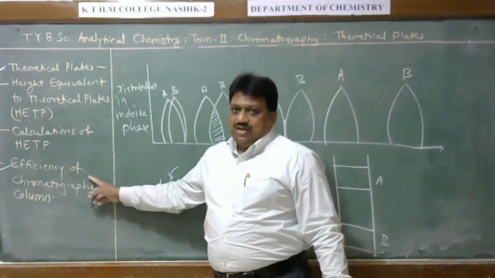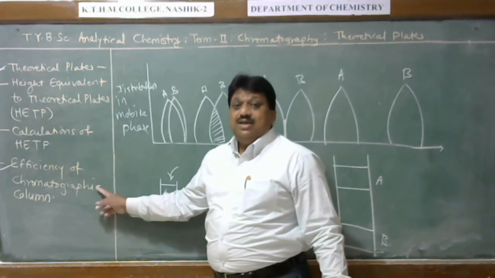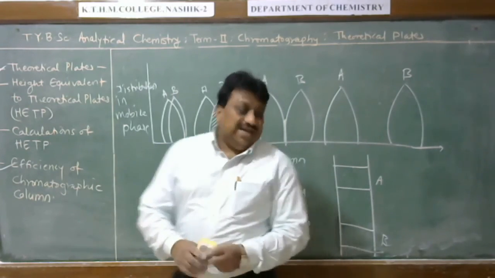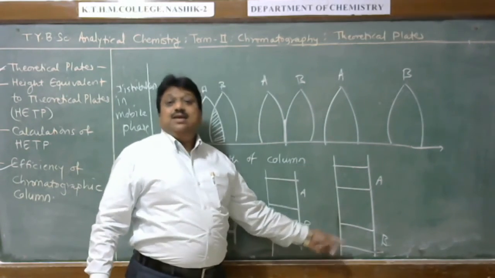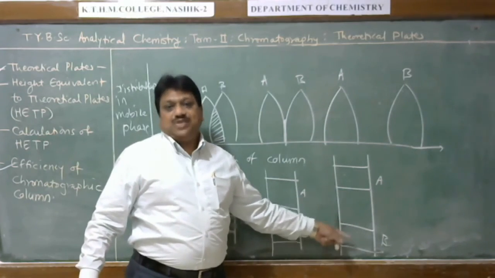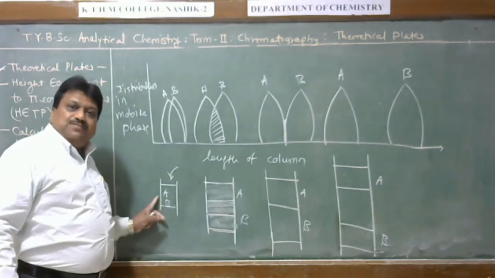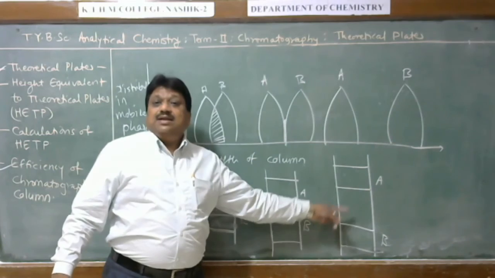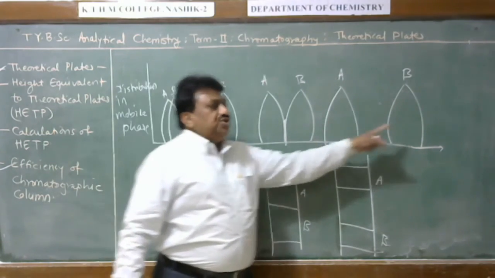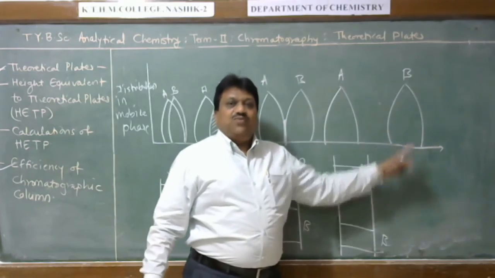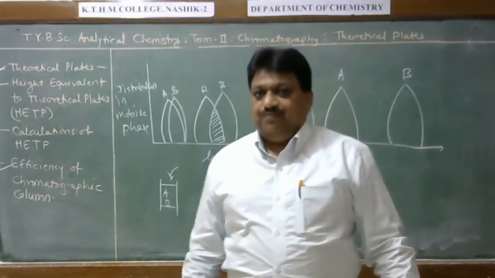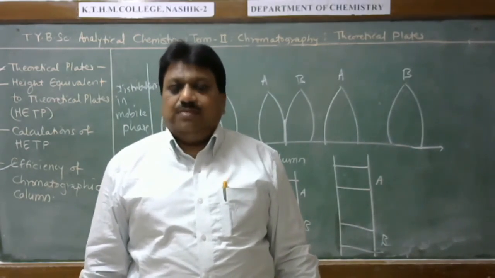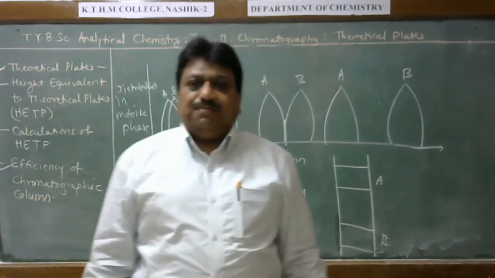The resolution of a chromatographic column or the efficiency of a chromatographic column is directly proportional to the number of theoretical plates present in the column. Why does this column have more resolution capacity? Because it consists of more theoretical plates compared to this column. Therefore, the number of theoretical plates in the column is directly proportional to the resolution of two or more components. Therefore, resolution or separation efficiency of a chromatographic column is related to the length of the column or the number of theoretical plates present in the column.